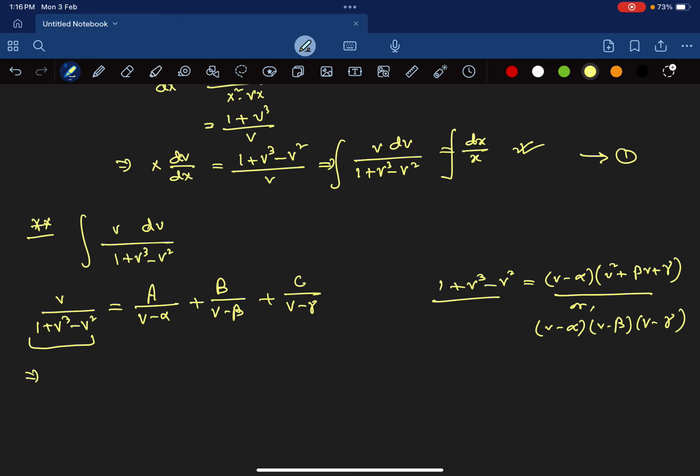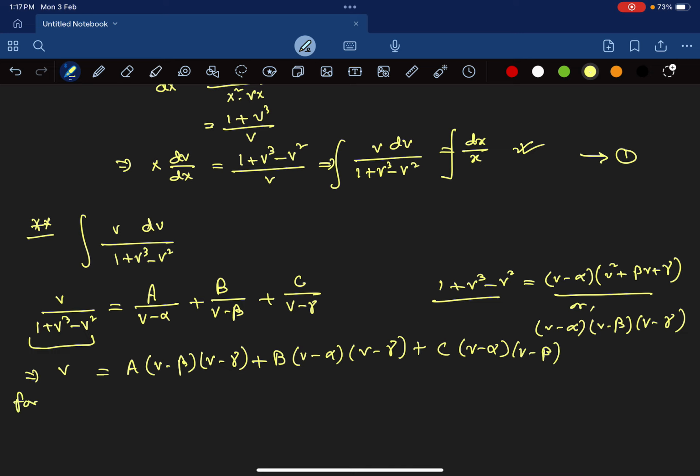After that, v is equal to, I'm not going for the calculation, I'm just giving you the outline of how to proceed for this type of question. So v is equal to a times v minus beta times v minus gamma plus b times v minus alpha times v minus gamma plus c times v minus alpha times v minus beta. Now for v equals alpha, you just put v equals alpha in this identity, and immediately you will get the value for a.